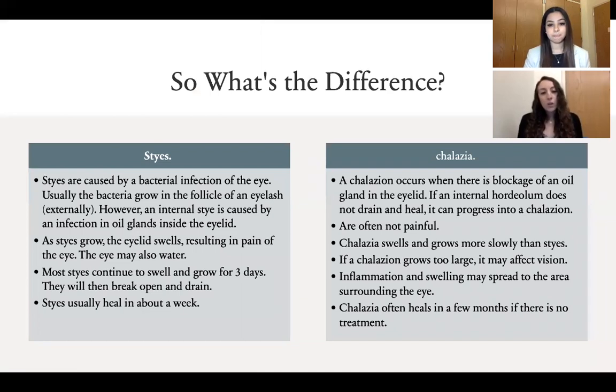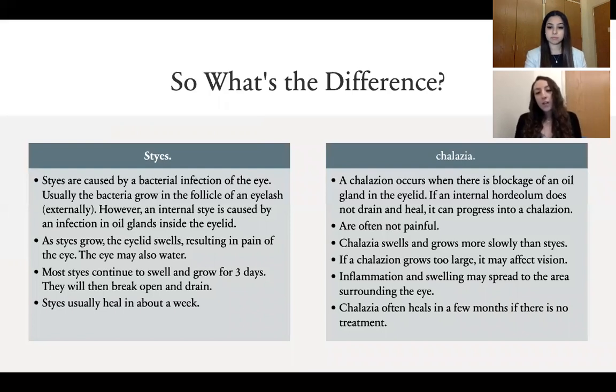So just to go a little bit more into the difference between the two, styes are caused by the bacterial infection of the eye. Usually the bacteria grow in the follicle of an eyelash. However, an internal stye is caused by an infection in the oil glands inside the eyelid. Most styes continue to swell and grow for 3 days, and they will then break open and drain, and they usually heal in about a week.